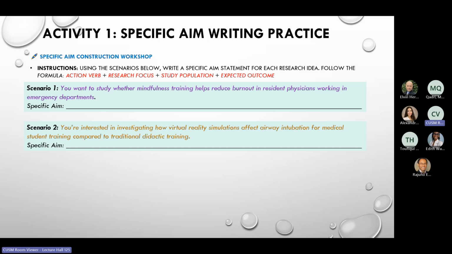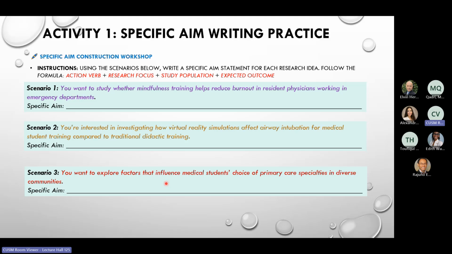Very good question. Excellent question. We'll hit our last scenario here. Number 3: you want to explore factors that influence medical students' choice of primary care specialties in diverse communities. Take a couple seconds here, type those up for those of you in virtual land, or write them down. I'll enter my suggestion here into the chat box.